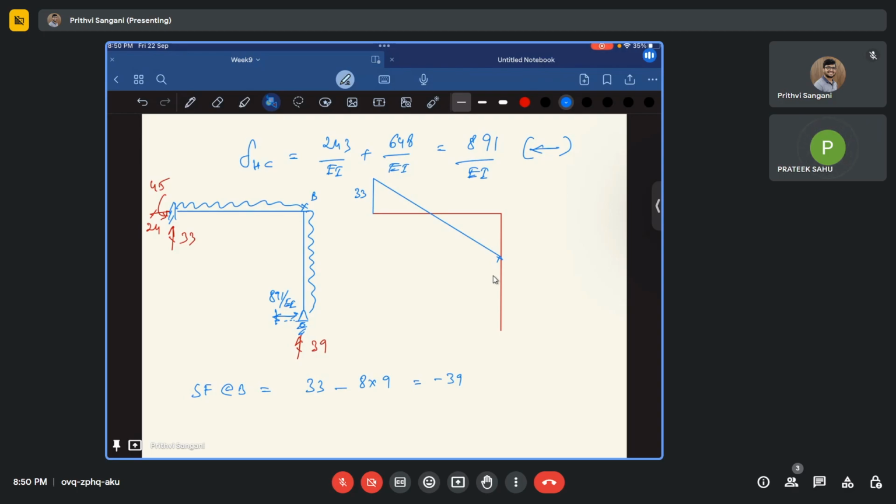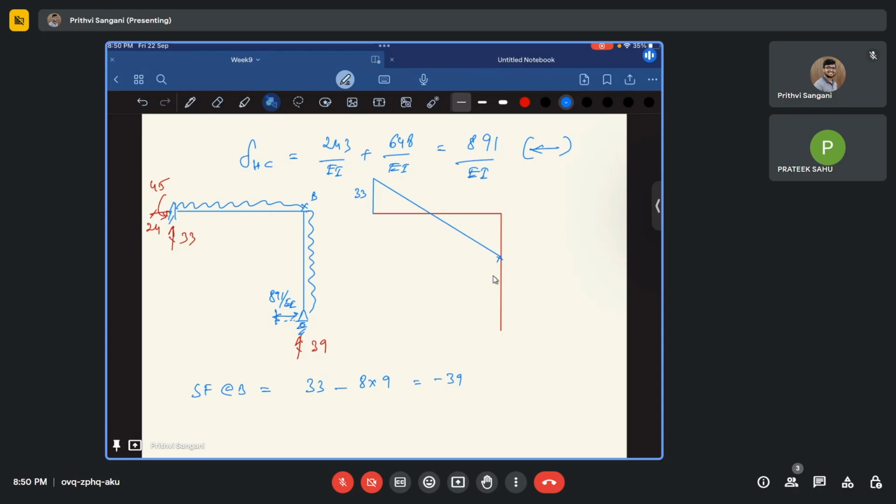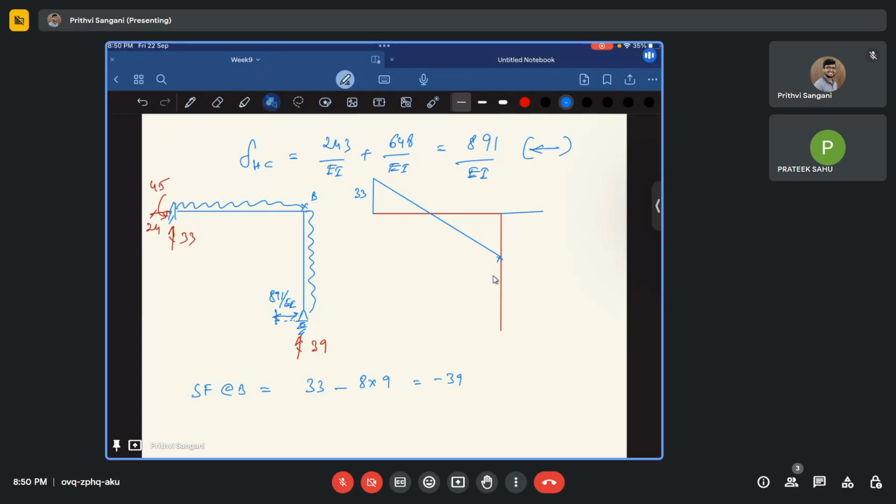And what about at B? So at B, 24, yeah, constant, right? Yes, sir. So it is 24 here, and then when it comes to this, it is going to be 0. Yeah, this is 24, 33, and this is minus 39. Positive, negative. Let me take this as positive.